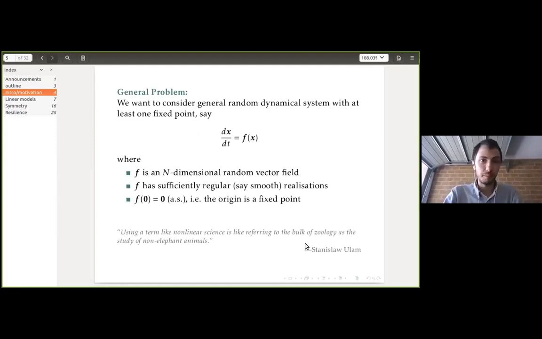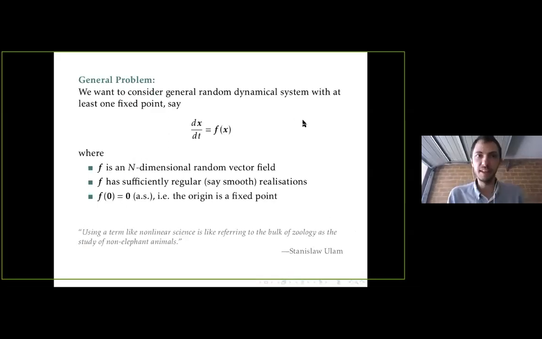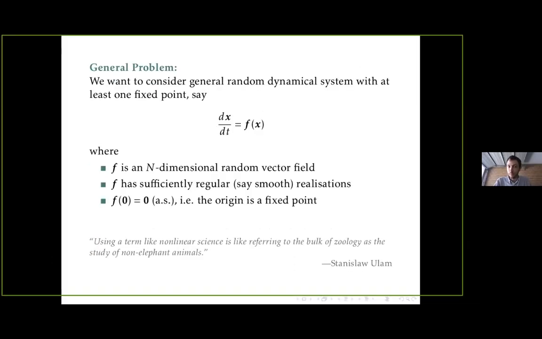So the big picture. What we want to talk about here is a general dynamical system, like dx/dt equal to some vector field of x. We will choose it to be some random vector field, and for us to be able to do anything reasonable, we will have to have some regularity conditions and some different things.